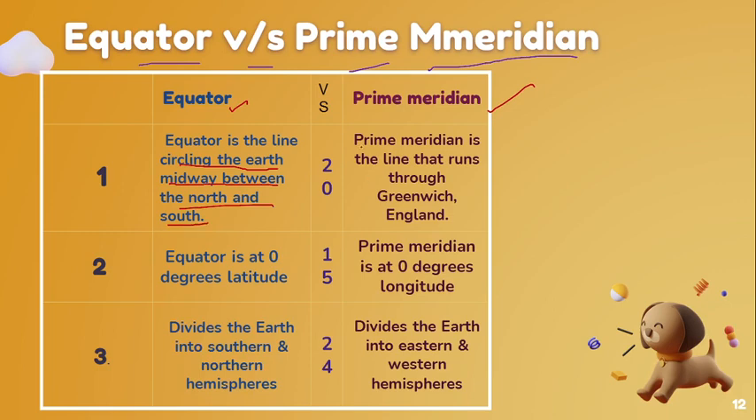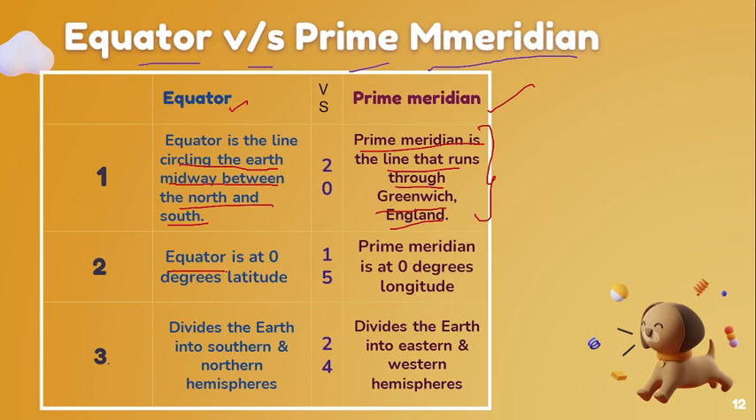But what is a prime meridian? The prime meridian is a line that runs through Greenwich, England. Remember this, because I'm just giving a clue: we are going to have a quiz on this at 6 p.m. today.